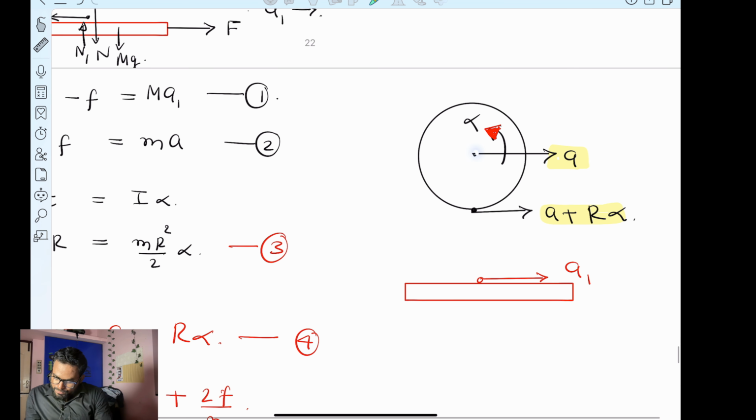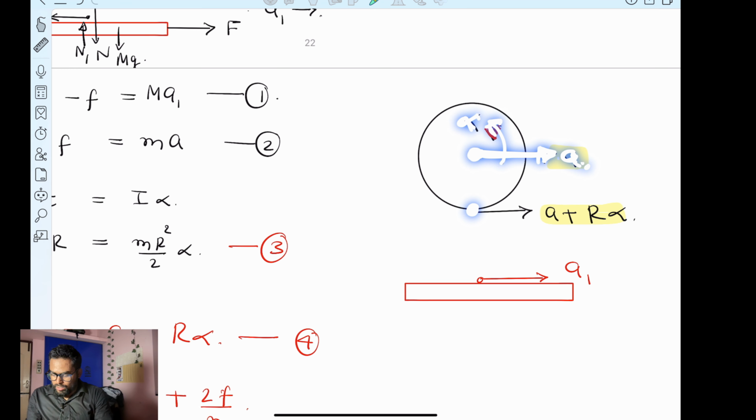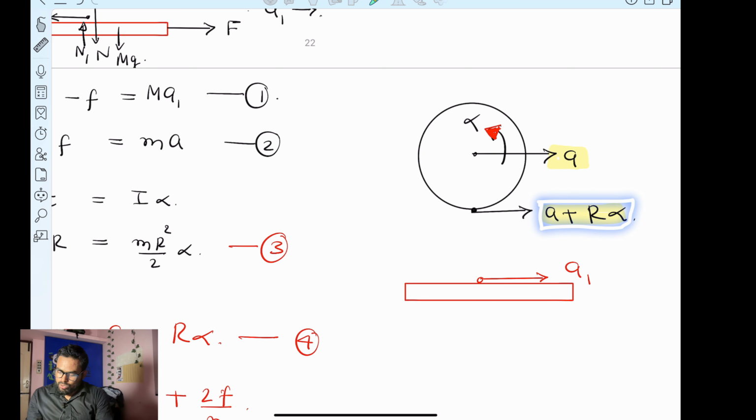Now see, this disc is moving forward with acceleration A, the center of mass of the disc, and it is rotating backward with alpha. So tell me, at this point what would be the total acceleration? Forward translational acceleration A, but because of rotation there would be a rotational acceleration at this point tangentially forward, and that would be R into alpha. So the net acceleration of this point is A plus R alpha.